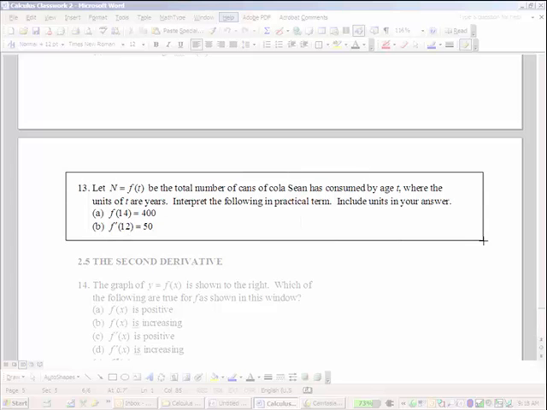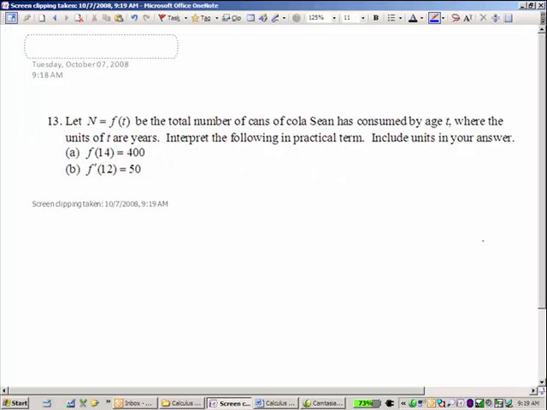All right, let's take a look at this. Katie Rayner, read for us. Let n equals f of t be the total number of cans of cola Sean has consumed by age t, where the units of t are years. Interpret the following in practical terms. Include units. So f of 14 equals 400.